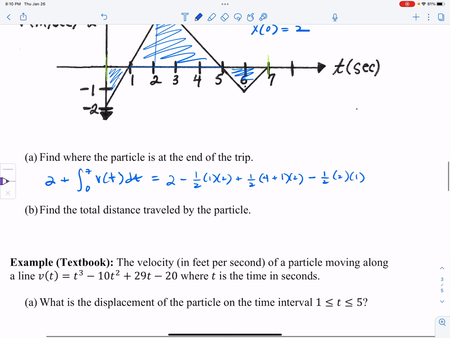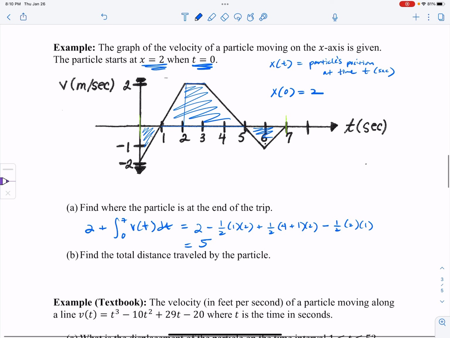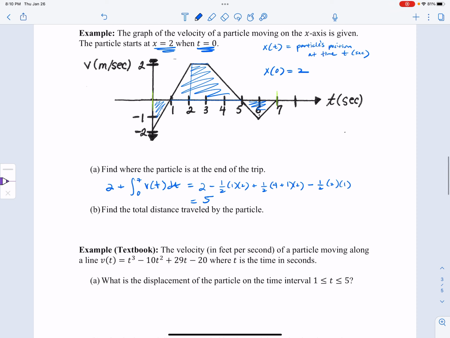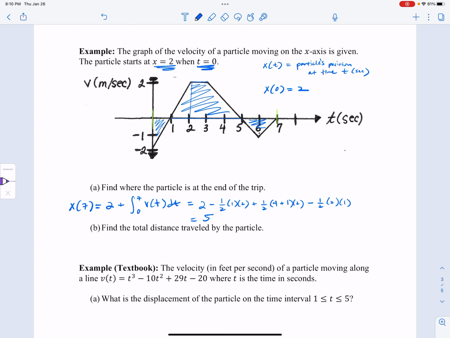Okay, and then simplifying that, there'll be 2 minus 1. No, the 2's will cancel. So we'll have 2 minus 1 plus 5 minus 1, which is 5. Okay, so the particle will end the trip at 5. So doesn't that mean that x of 7, if we integrate it from 0 to 7, is equal to 5.